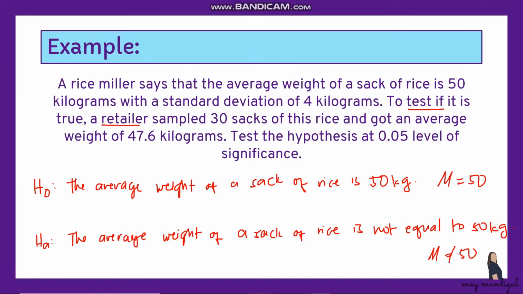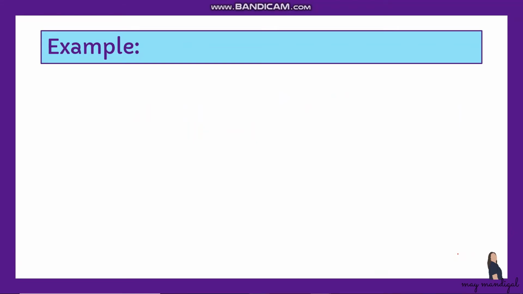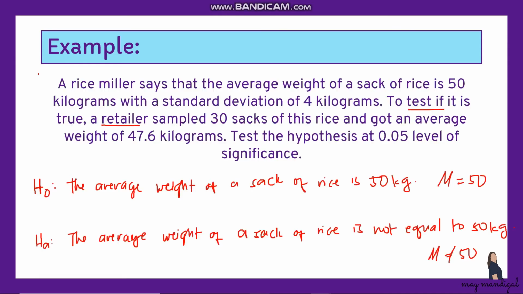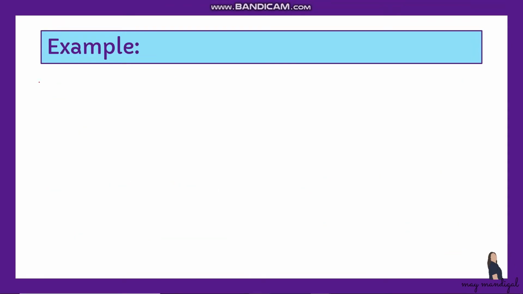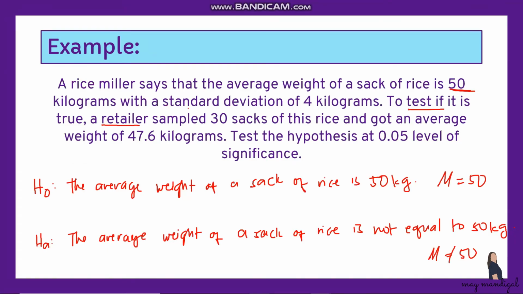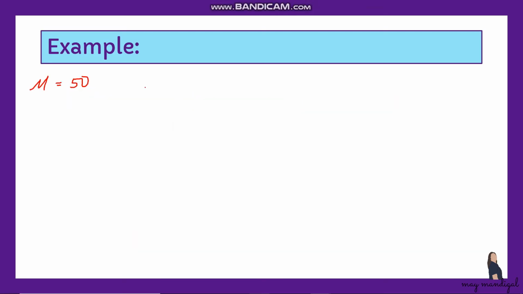So we will check if we're going to reject or fail to reject our null hypothesis. So let's write first the values that we know. From the problem, as we go back here, it was mentioned that the average weight of the sack of rice is 50 kilograms. So this one refers to the population mean. And then we have a standard deviation of 4 kilograms, which is again referring to our population. So population standard deviation is 4.